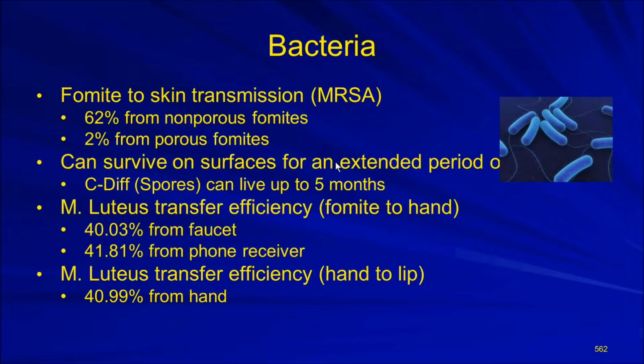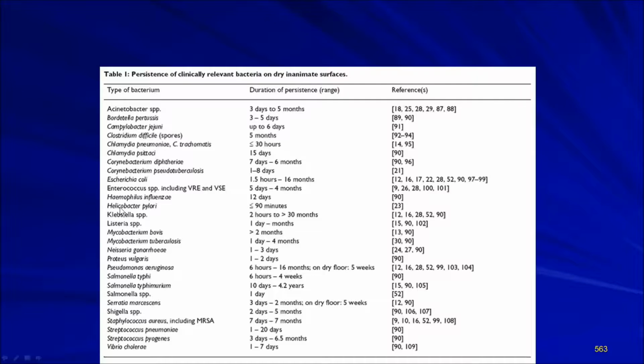Okay, so we see here with this bacteria M. luteus, that 40.03% of this bacteria transferred from the faucet in a bathroom to a hand, and that just under 42% transferred from a phone receiver to a hand. Then they looked at how well M. luteus would transfer from a hand to a lip as we touch our face. They found that 41% of the bacteria on our hand actually made it to our lip and took up residence there. So this is of extreme importance as we think about touching our face and touching dirty objects.